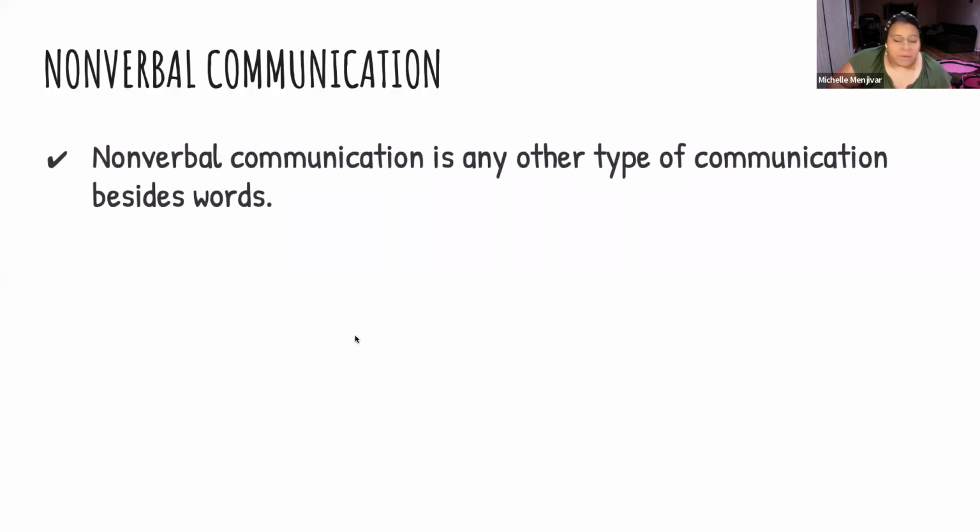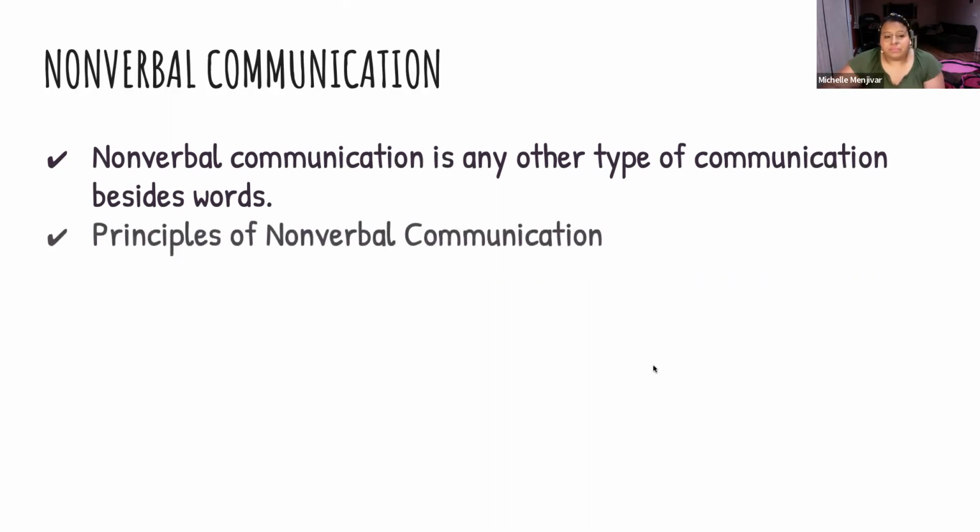So when we talk about nonverbal communication, we're talking about any type of communication that's not words. So eye contact, touch, whatever you're wearing, posture, how fast or slow you speak, any vocal fillers that you might have, all of that is a type of nonverbal communication. So again, anything that's beside words is nonverbal communication: touch, posture, physical appearance, eye contact, the way that you use space.